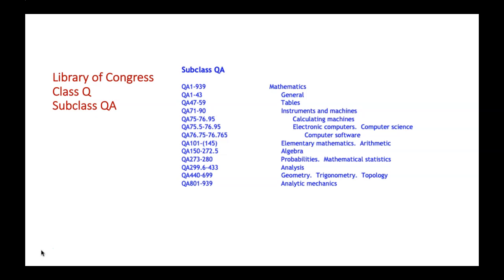Subclasses have classification numbers added to them to give more detail about the specific subject matter of the item. Subclass QA is used for mathematics. The number for the book provides more detail about the specific area within mathematics that best describes the item. For example, items placed in the range QA 150 to 272.5 are classified as algebra.